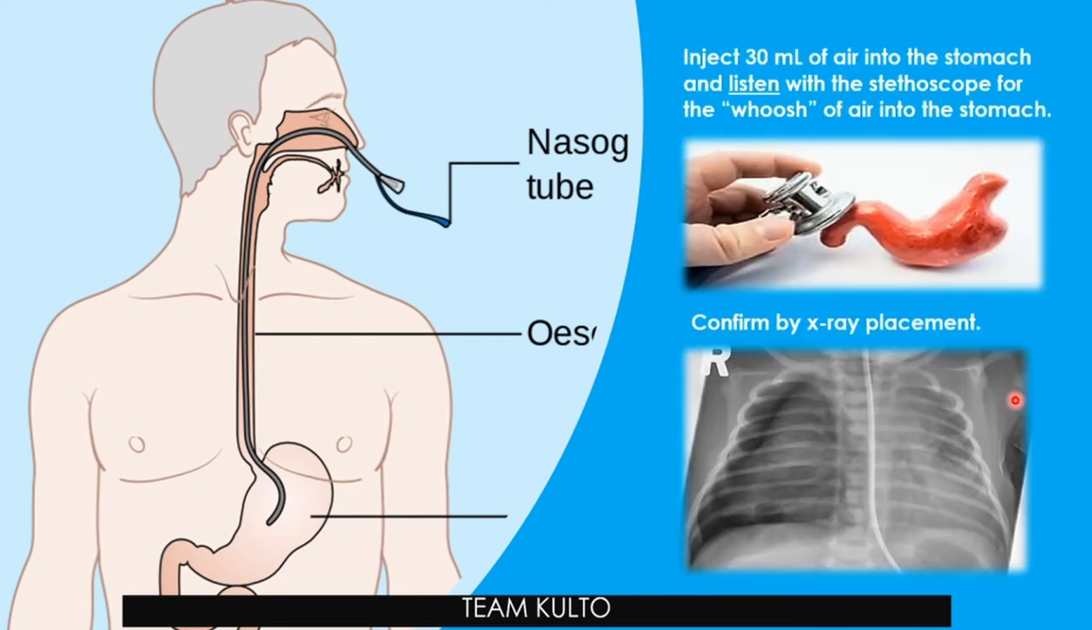So, inject 30 ml of air into the stomach and listen with the stethoscope for the whoosh of air into the stomach. The small diameter of some NG tubes may make it difficult to hear air entering the stomach. Now, nurse, as some of the notes, the small diameter of some NG tubes may make it difficult to hear air entering the stomach.